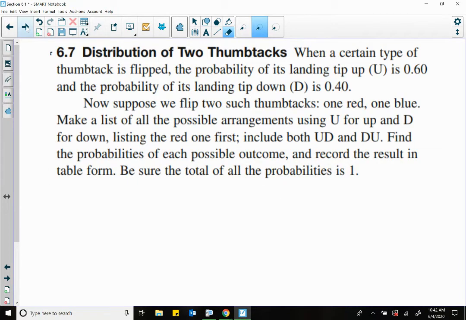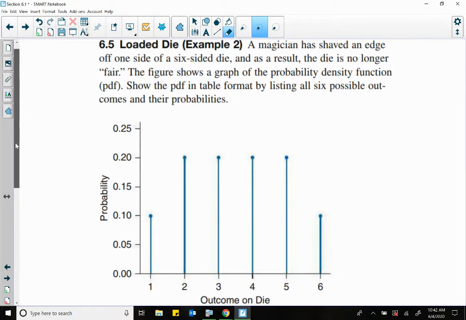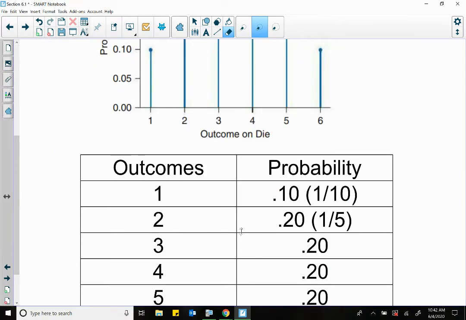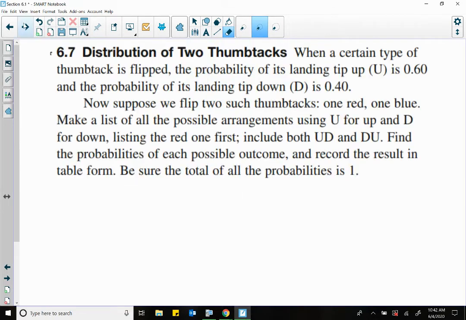They will also, let me see if I did this. Yeah. So they will also ask you to do the reverse of this. Okay. And sometimes they might say, take this table and turn it into a graph. So all you do is take the table and reverse it, which is something like what you're going to do in this. Okay. So in here, it says when a certain type of thumbtack is flipped, the probability of it landing up, meaning the point is up, is 0.6. The probability of it landing down is 0.4. Okay.